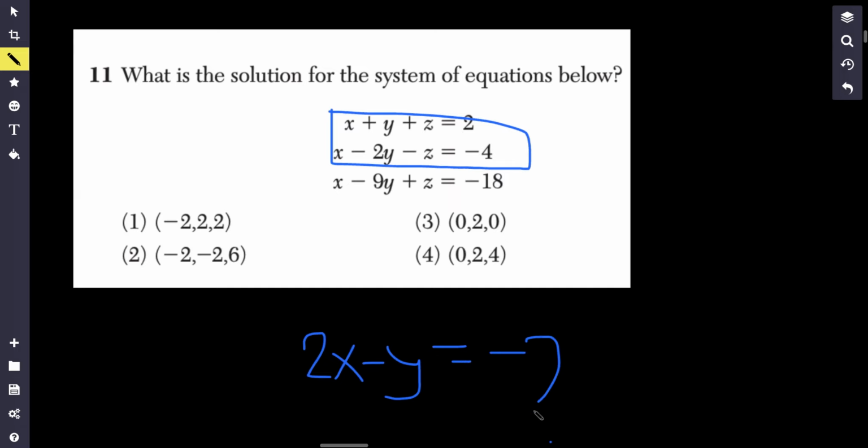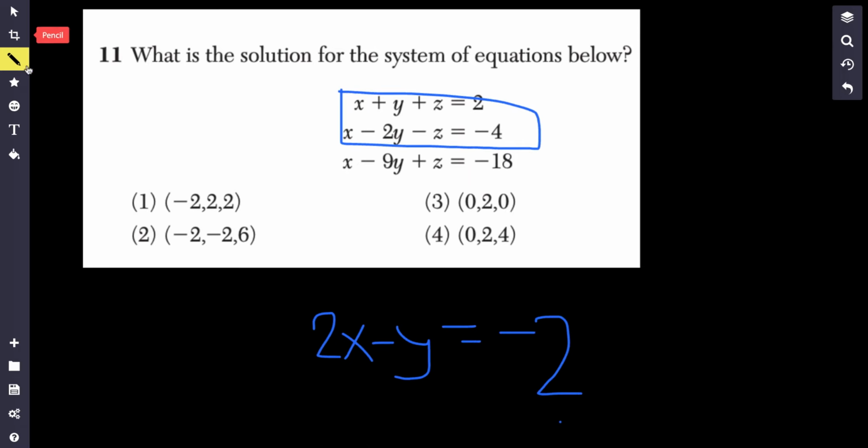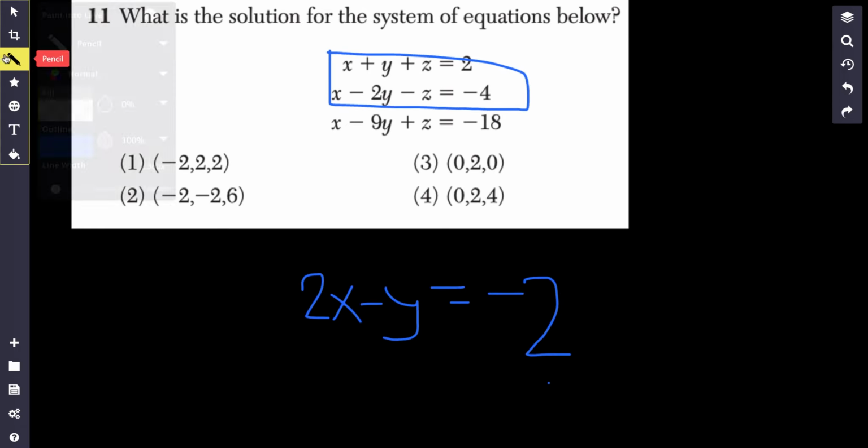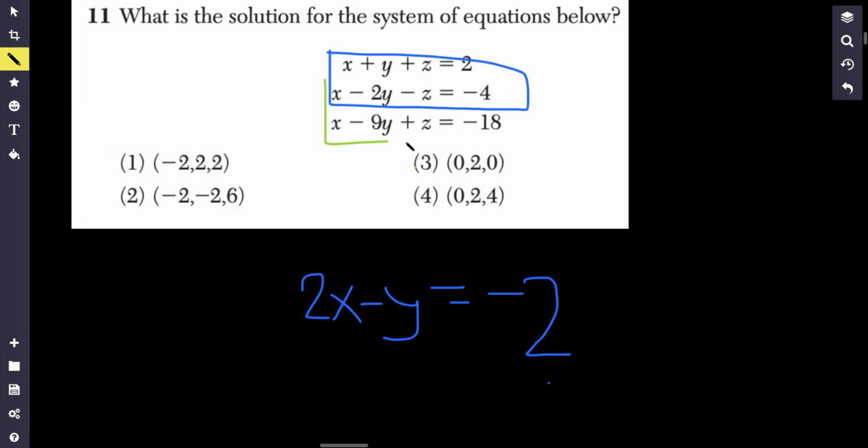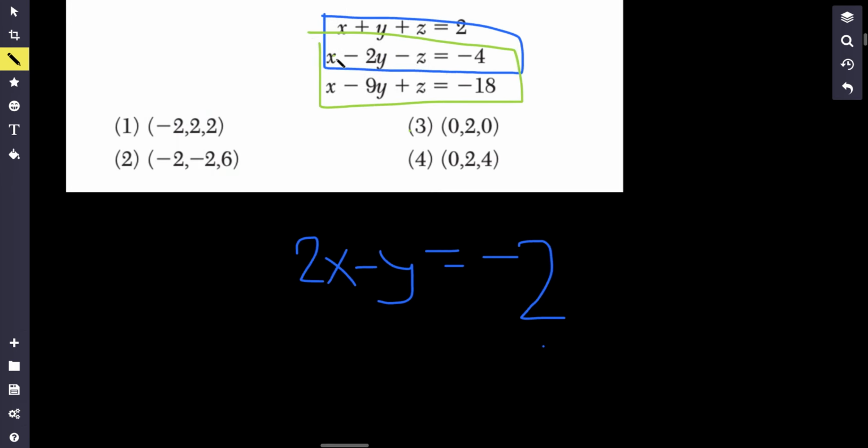So it's going to be equal to negative 2. So that's my first kind of mini equation. Now what I'm going to do is add the last 2 equations together. So these 2 x's form 2x. These 2 added together form minus 11y. These z's cancel out. And then this plus this gives me negative 22.